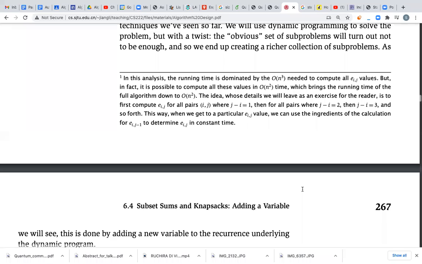Sir, I think they did not memoize the function, but they are saying to memoize the function in this footnote.